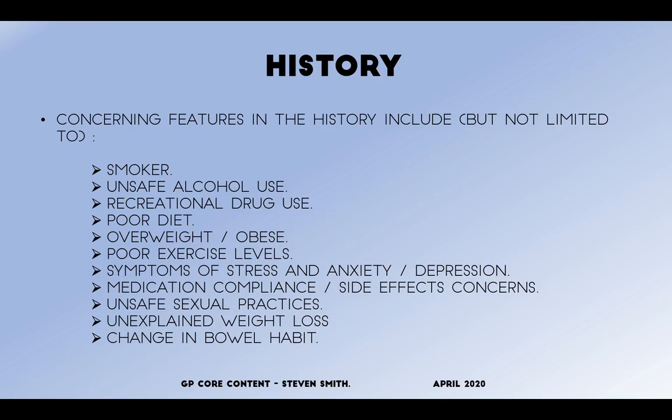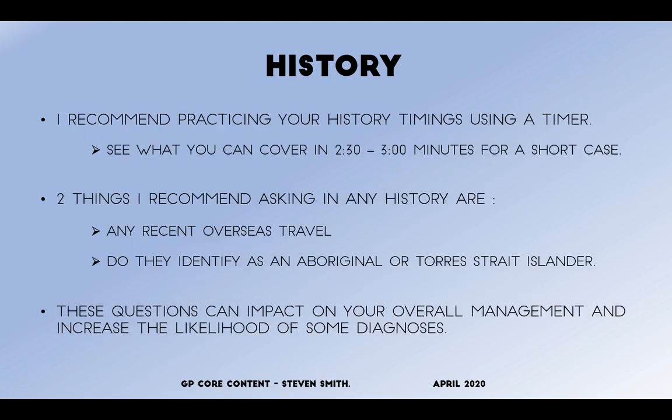Concerning features in the history would include smoking, unsafe alcohol use, recreational drug use, poor diet, being overweight or obese, poor exercise levels, symptoms of stress, anxiety or depression, unsafe sex practices, medication compliance issues or medication side effects, unexplained weight loss, and a change in bowel habit. I recommend practicing your history using a timer. See what you can cover in 2.5 to 3 minutes.